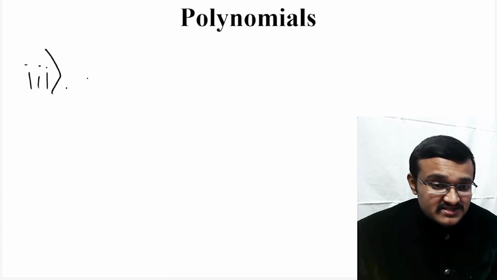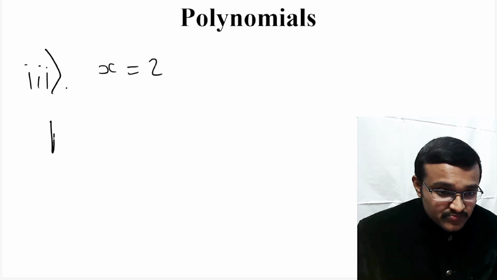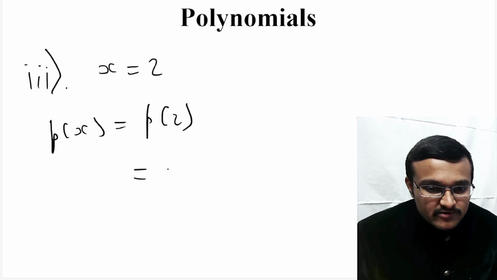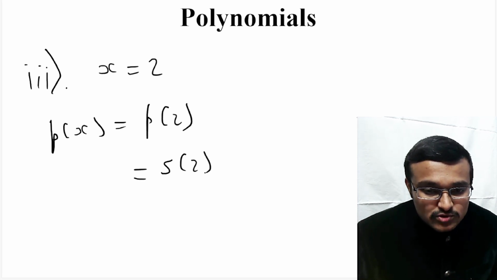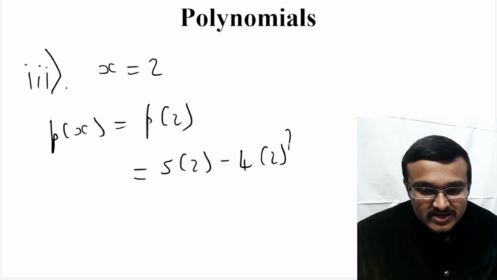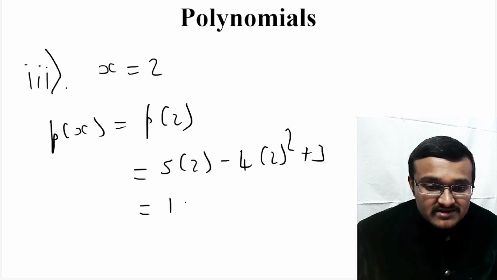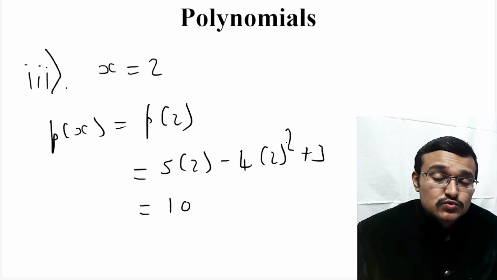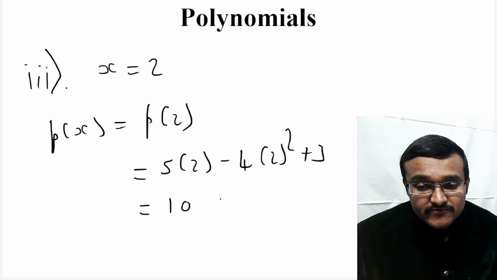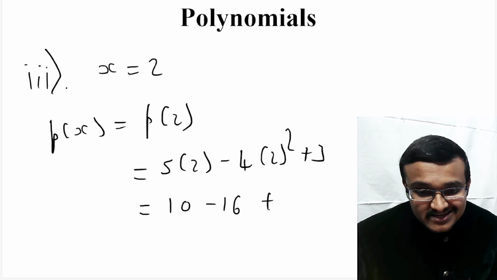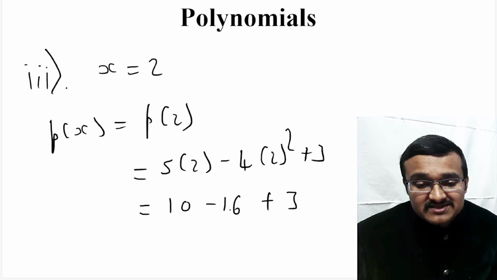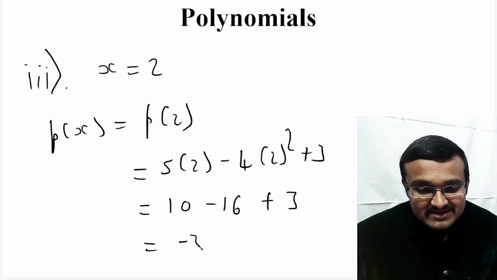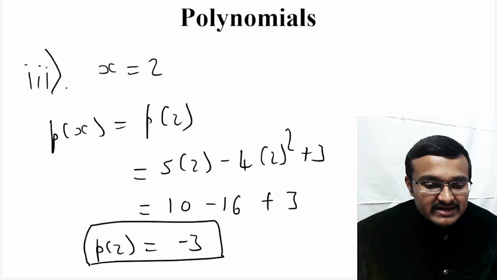Now coming to the third part of the first question, at x is equal to 2 you have to find the value. So p of x is now p of 2. P of 2 means 5 into 2 minus 4 into 2 square plus 3. 5 2s are 10, minus 4 into 2 square; 2 2s are 4, so minus 4 into 4 is minus 16, plus 3. 10 plus 3 is 13. 13 minus 16 is minus 3. So p of 2 is equal to minus 3.